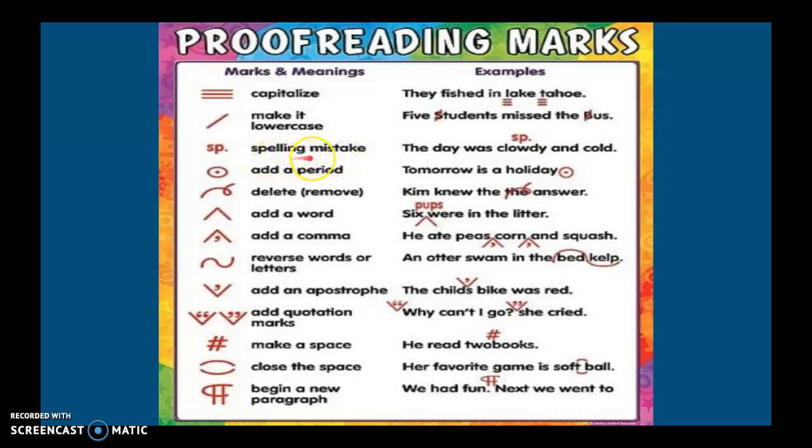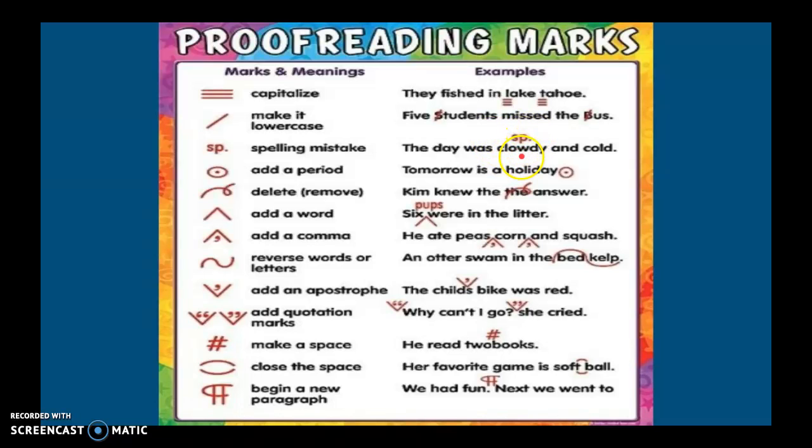When there's a spelling mistake, we write the letters SP above the word that is misspelled. The day was cloudy and cold. In this sentence, the word cloudy is not spelled correctly, so the editor wrote the letters SP above the word that is misspelled.